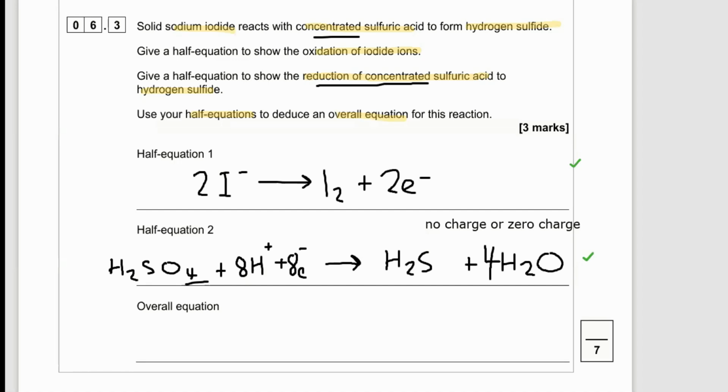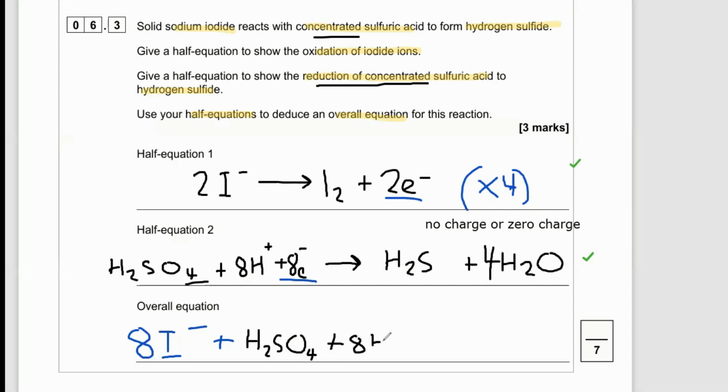Now we're going to write the overall equation. The key when you have two half equations is to balance the electrons. The top half equation only has 2 electrons, so we're going to times everything by 4 there, and then you just write it all down to the overall equation. On the reactant side, I'm going to have 8 iodide ions, plus 1 molecule of sulfuric acid, plus 8 hydrogen ions. Then we're going to go plus 8 electrons.